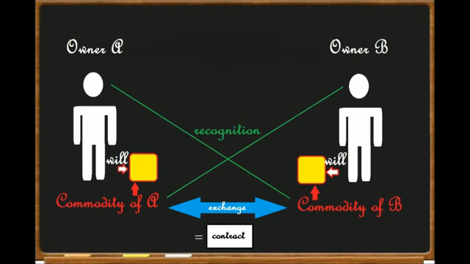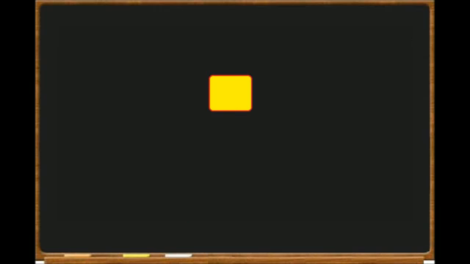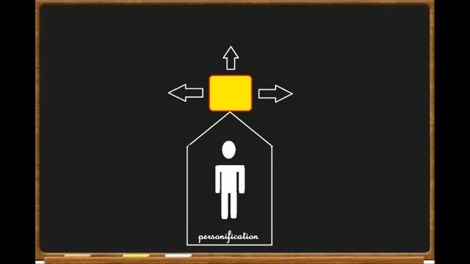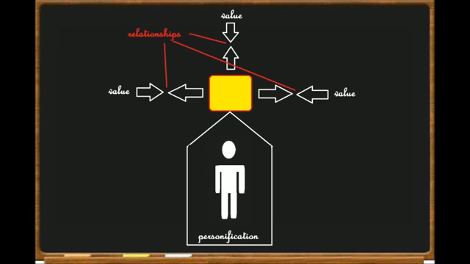When the two consent to do an exchange, it is a legal act of contract between the two owners. An owner is but the personification of the economic relations between commodities. And that economic relation between commodities is, as we saw in the previous video, that each commodity looks at every other as a measurement of its own value created by socially necessary labor time.